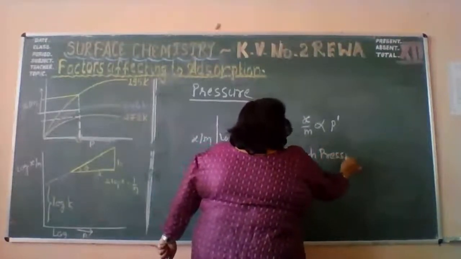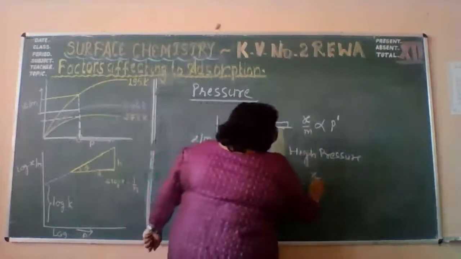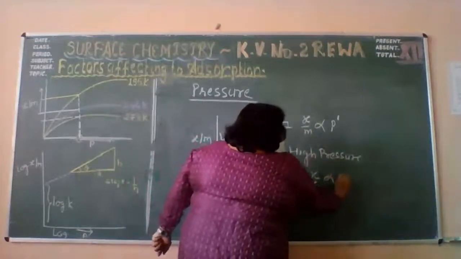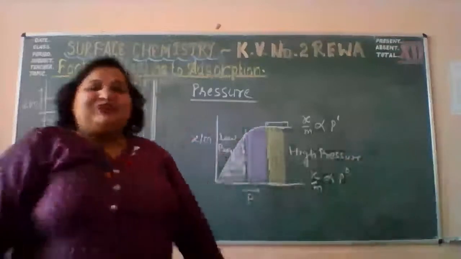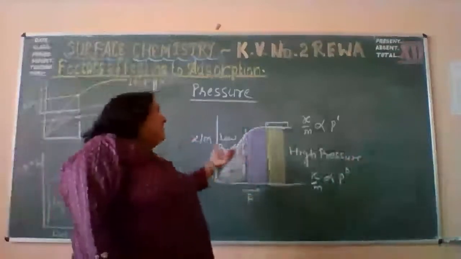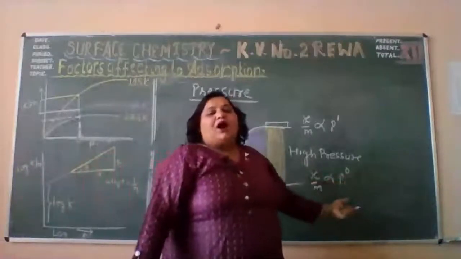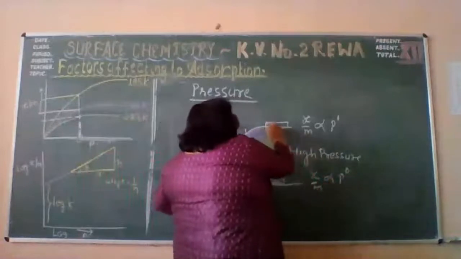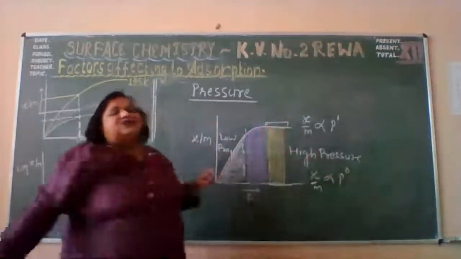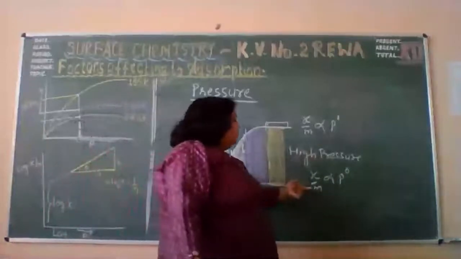And at the high pressure, what you observe that X upon M is proportional to the P to the power 0. P to the power 0, that means any quantity having the power 0, its value becomes 1. Clear? So if it is 1, that means it is non-variable, it's constant, it's fixed over here. Right? So this you observe.